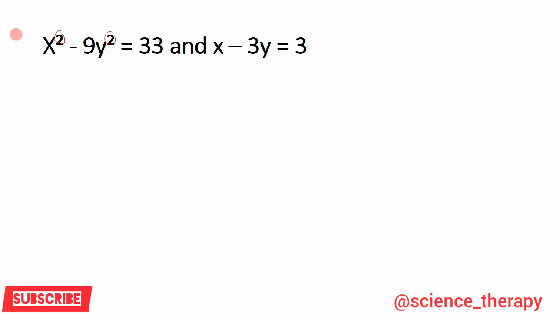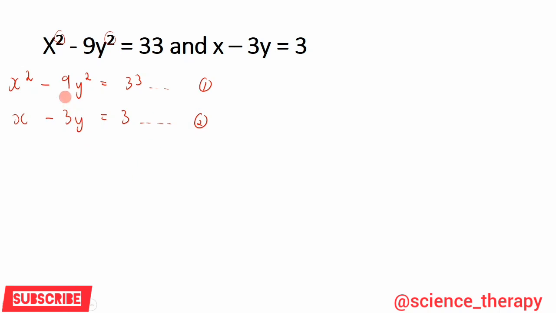Let's write this. So we are given x squared minus 9y squared is equals to 33, and let's make that our equation 1. And then we have x minus 3y is equals to 3. Then we make that our equation 2.